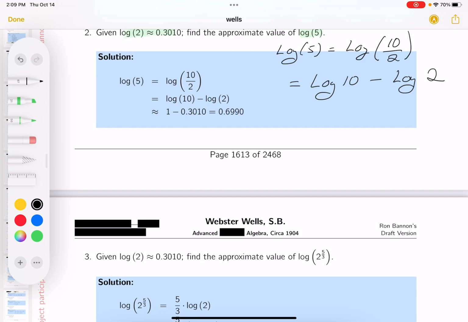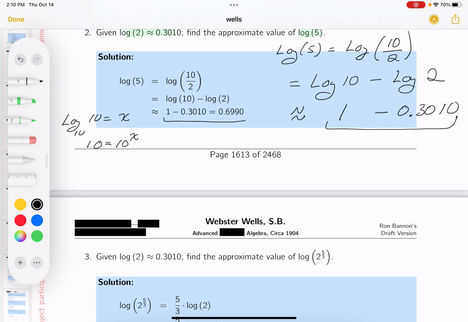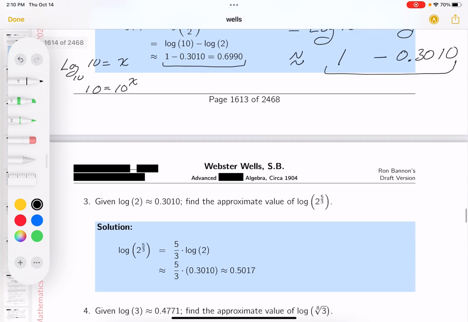I get troubles, though. They didn't tell me what the log base 10 of 10 is, but they did tell me that the log of 2 was approximately this number over here. That's why I'm using the approximate symbol. This is something Wells is not big on doing. All right, I have to talk about this log base 10 of 10, and I'm going to say I don't know what it is. I'm going to call it x. So what's that going to be? Well, I have to rewrite it as an exponential, so 10 would equal 10 to the x. Well, clearly x is 1. Again, I'm not interested in doing the arithmetic, but the arithmetic's over here for you. Let's do the next one.